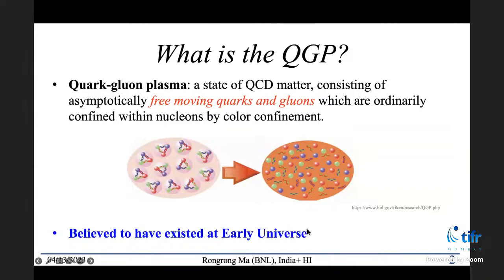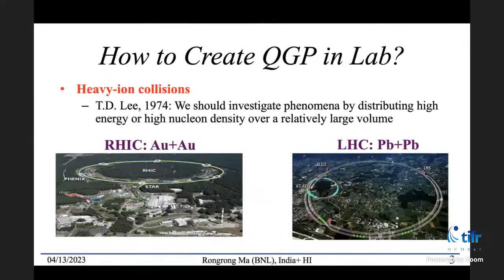So I think this is a very nice idea. And then, of course, the next question is, how do we study this? We cannot travel back 13 billion years to the start of the Big Bang. So we're trying to create little bangs in the lab to recreate this state of matter. This is where heavy ion collisions come in. The original idea was hinted at in 1974 by T.D. Lee, that we should investigate the phenomena by distributing high energy or high nuclear density over a relatively large volume.